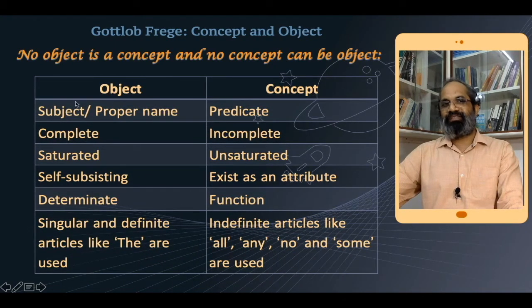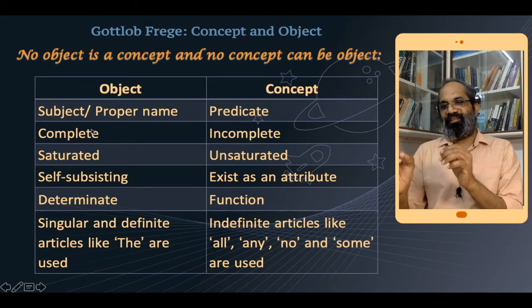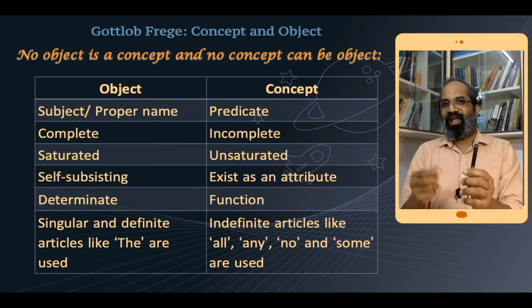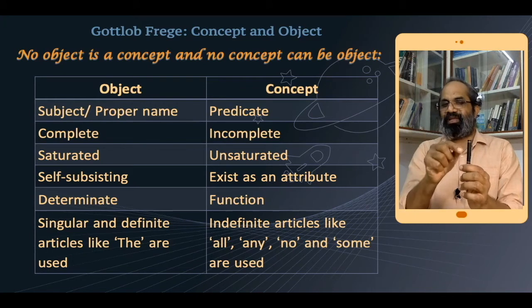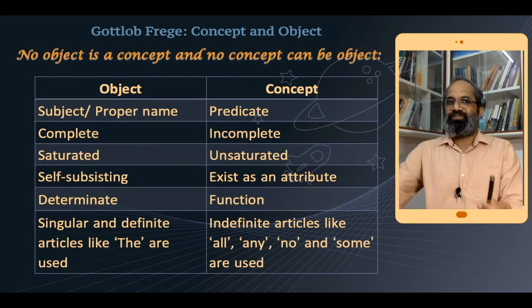Objects either appear as the subject in a proposition, or they are proper names. Because of that, they designate a single entity. Whereas the concept is always a predicate, it's a property. And an object is complete. It cannot accommodate anything more. When I say that the pen is black, the pen refers to a particular pen. Nothing more can be added to that. So it is complete, whereas black is incomplete.